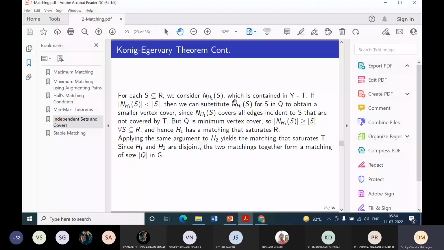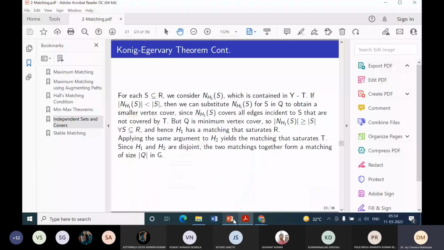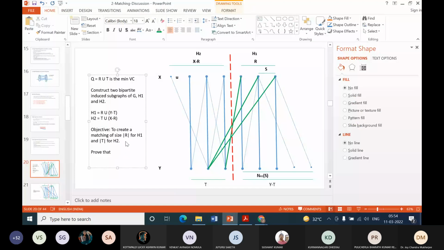Now, for the neighbor set I created, what I have to prove is that H1 has a matching that saturates R, and since H1 is bipartite, that saturates R. The meaning is that if I prove this, it creates a matching of size mod R, because it saturates R.